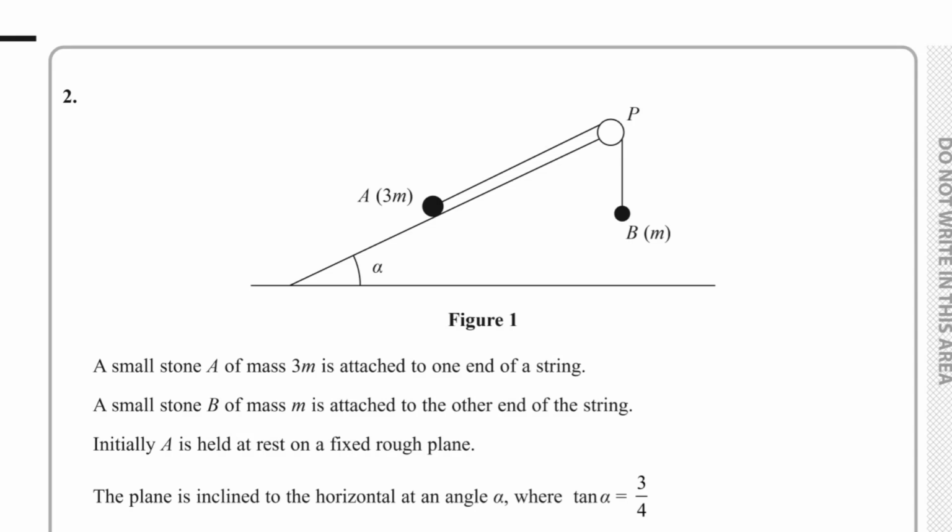Now, if we go back to the diagram, let's amend the diagram. What we know so far is when released, A moves down the slope. And if that's the situation, we know that the plane is rough. We have friction opposing it. We'll call this friction force F. And we also have the tension in the string. We'll call this tension T.